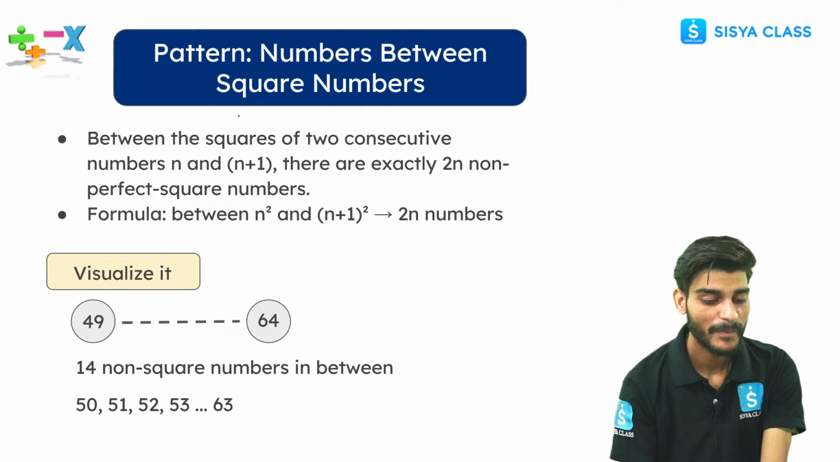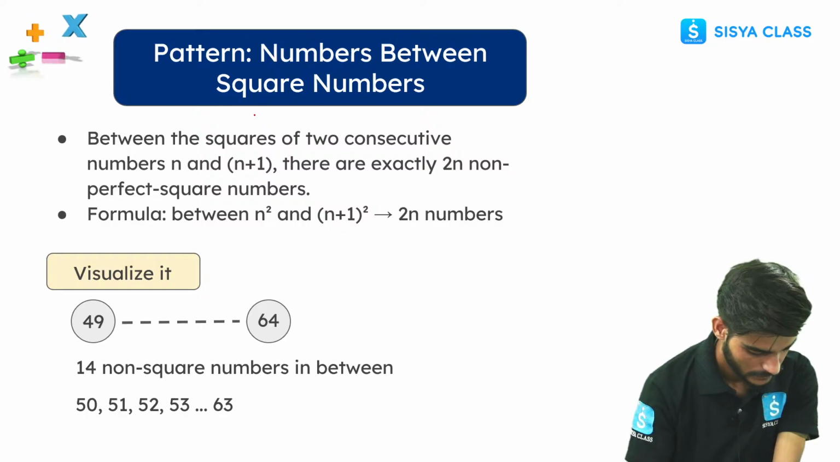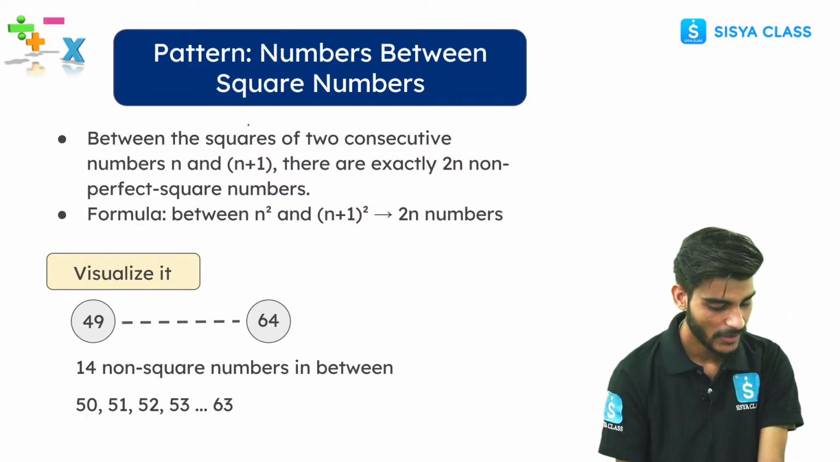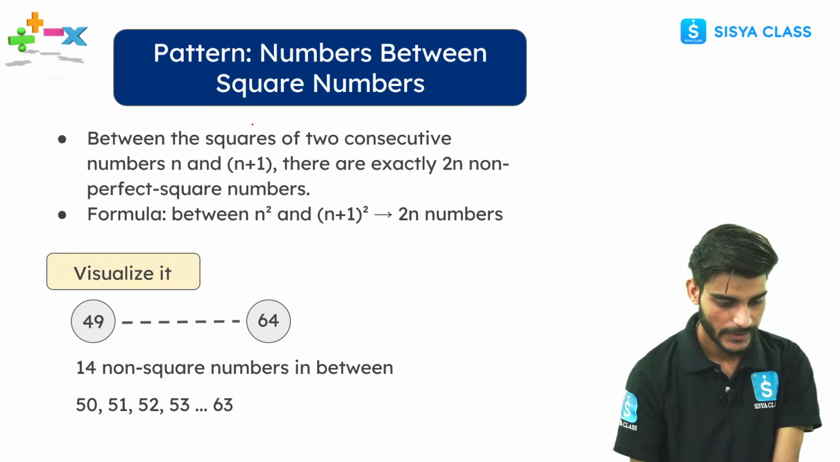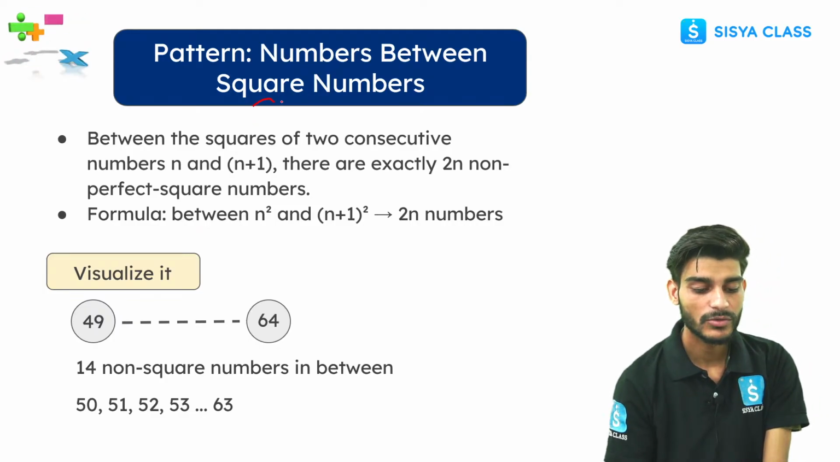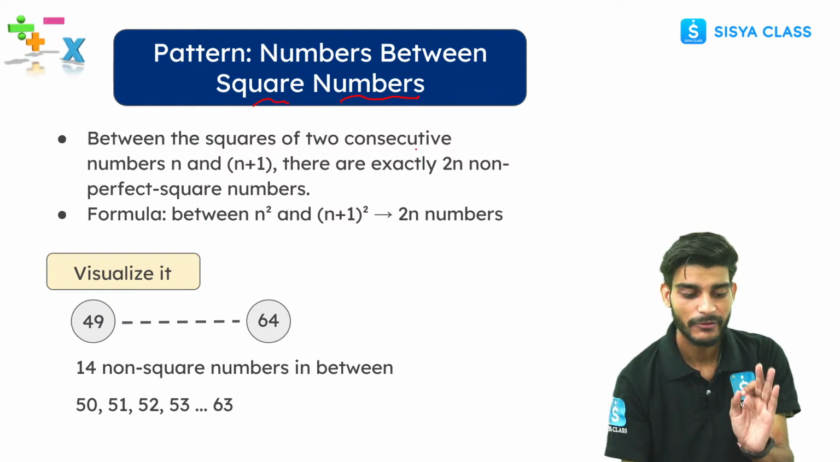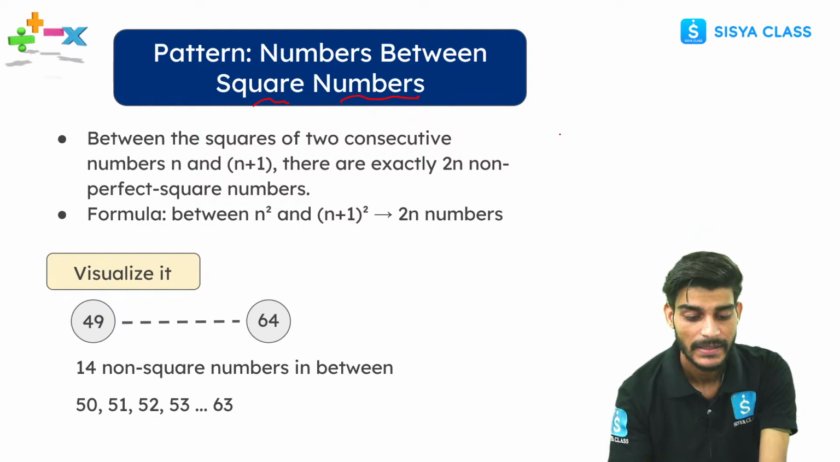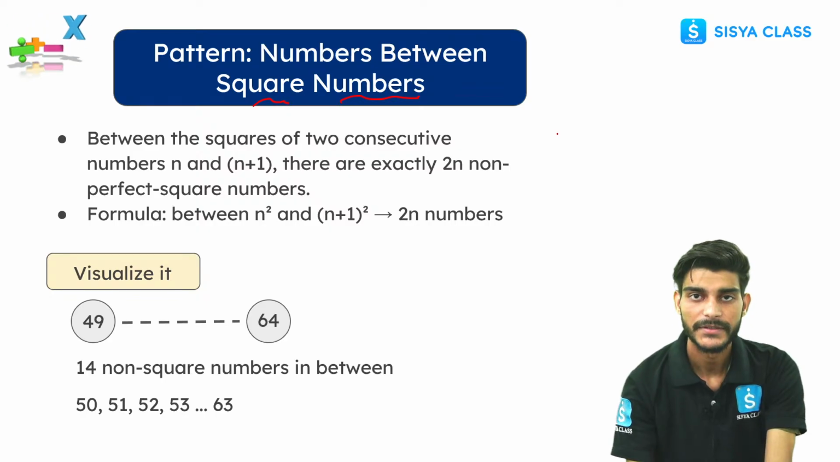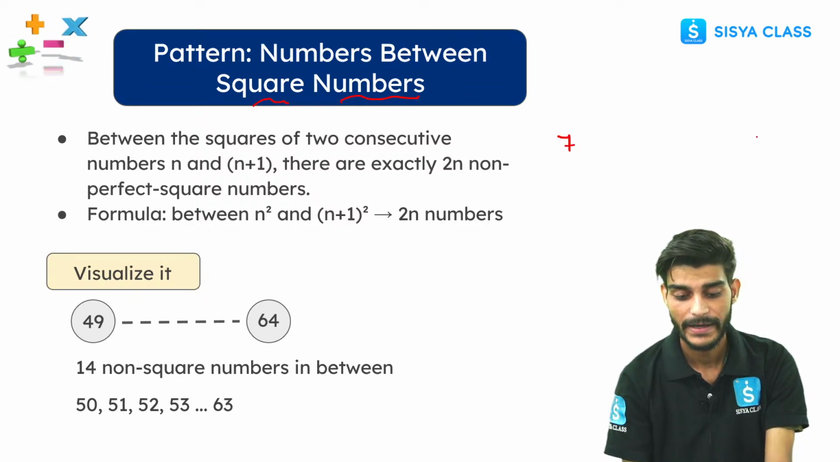Now let's come to pattern number 2. If you have any doubt, you can ask me in the comment box. Let's come to pattern number 2, that is numbers between square numbers. What does it mean? Let us suppose we have two numbers, 7 and 8.